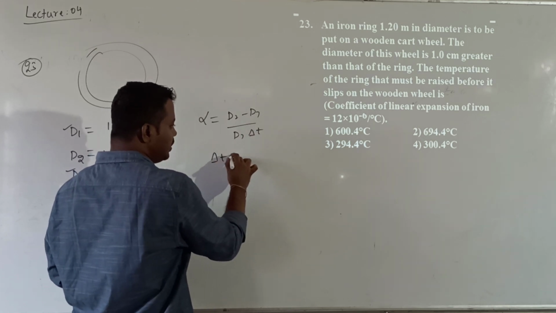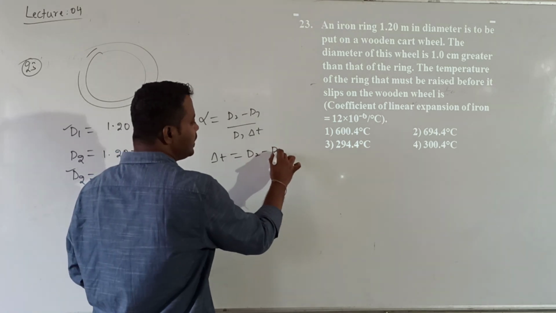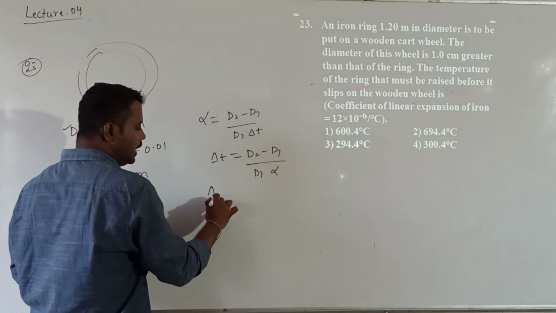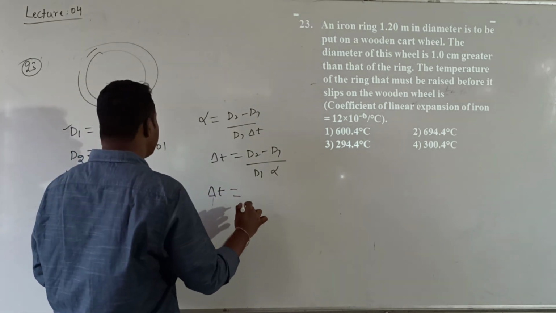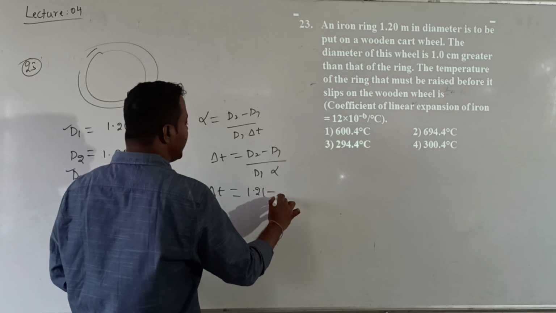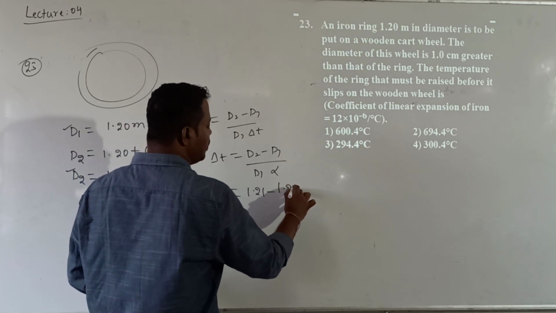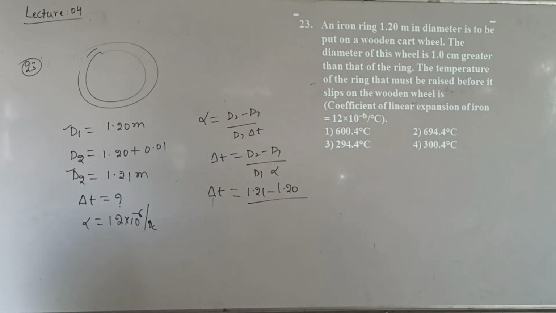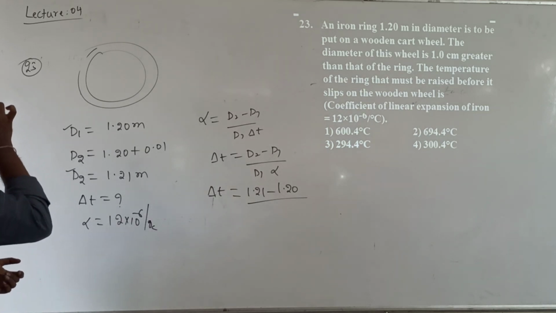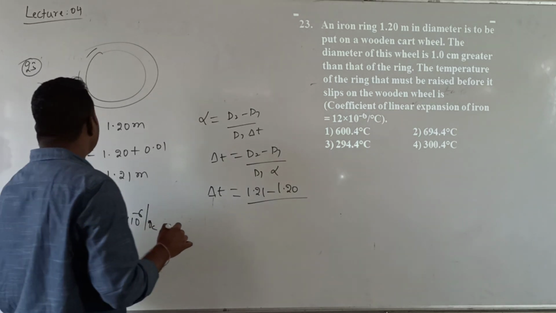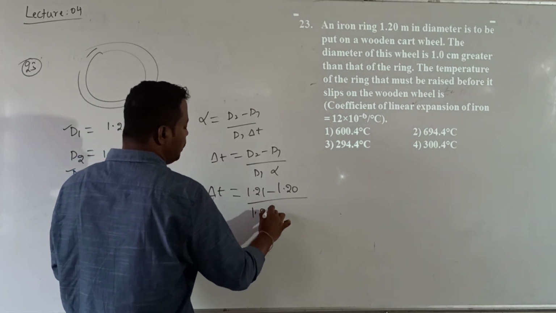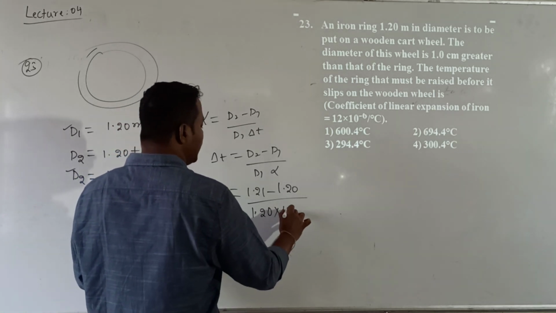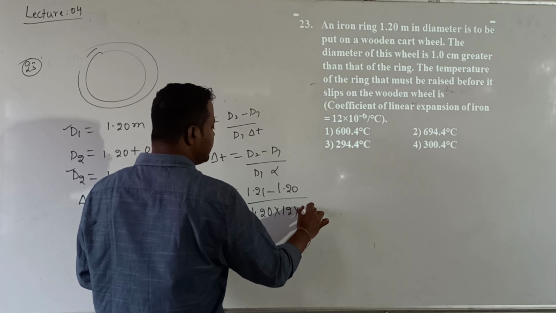So delta T value is equal to (D2 minus D1) divided by D1 into alpha. So delta T value, D2 value how much? 1.21 minus 1.20 divided by D1 value, 1.20, into alpha value, so 12 into 10 power of minus 6.